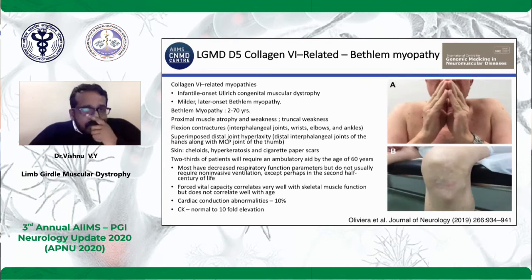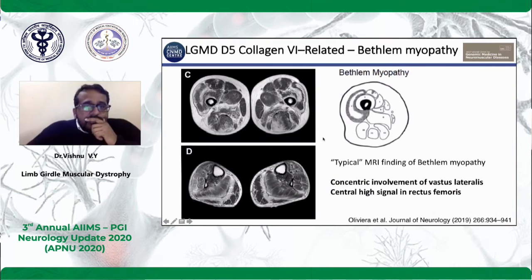So, for example, we go to Bethlem myopathy. This is the classical appearance which we see, called concentric involvement, the rimming of the vastus lateralis and the high signal intensity in the rectus femoris. You can use this in the pictorial representation. People diagnose Bethlem myopathy just based on MRI. If you can see the muscle MRI and say that this is Bethlem myopathy, there is no differential for that. So you can see the classical feature in Bethlem myopathy.